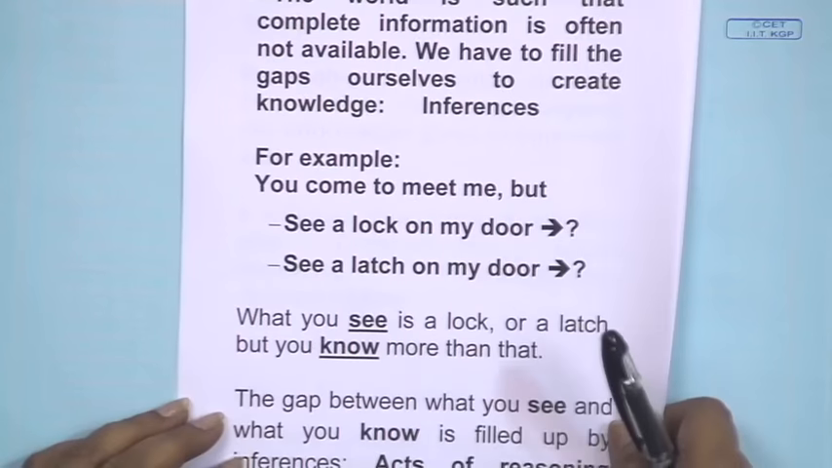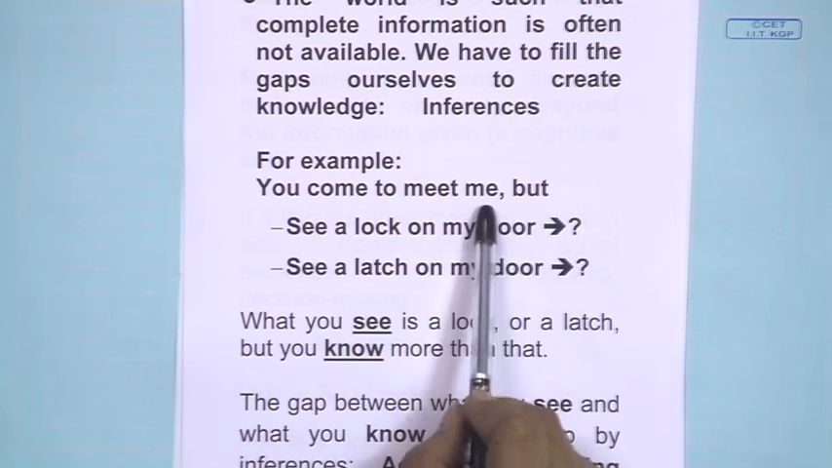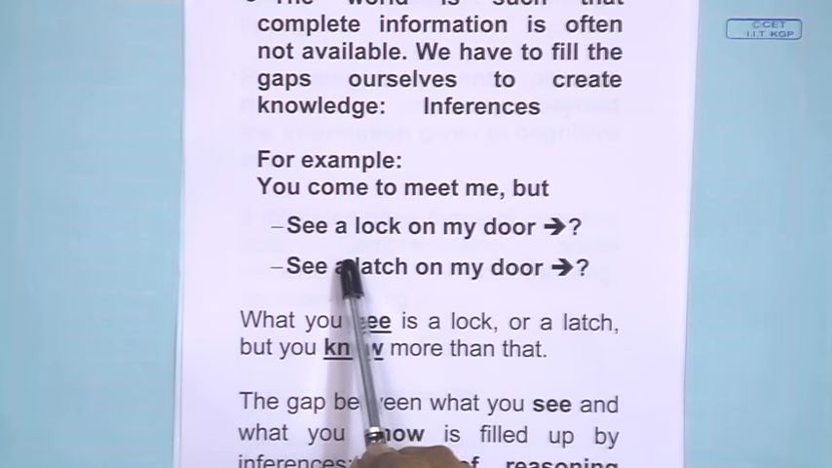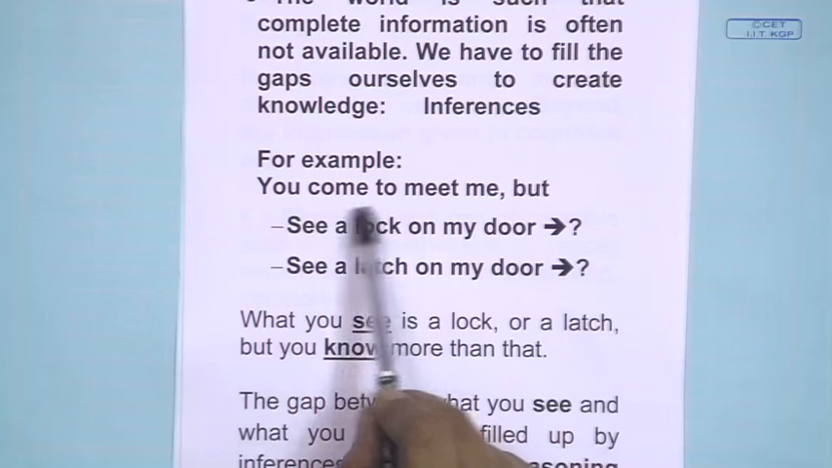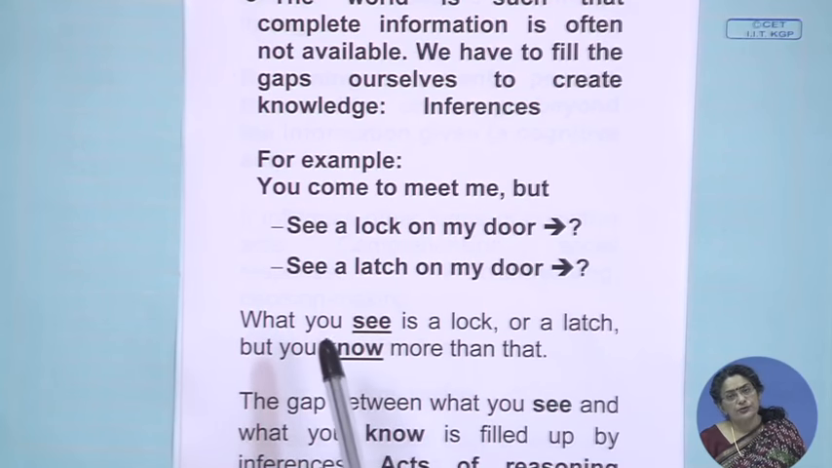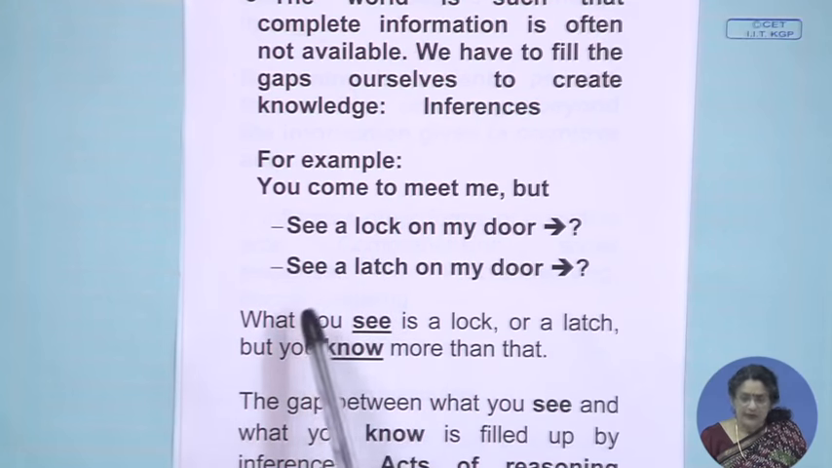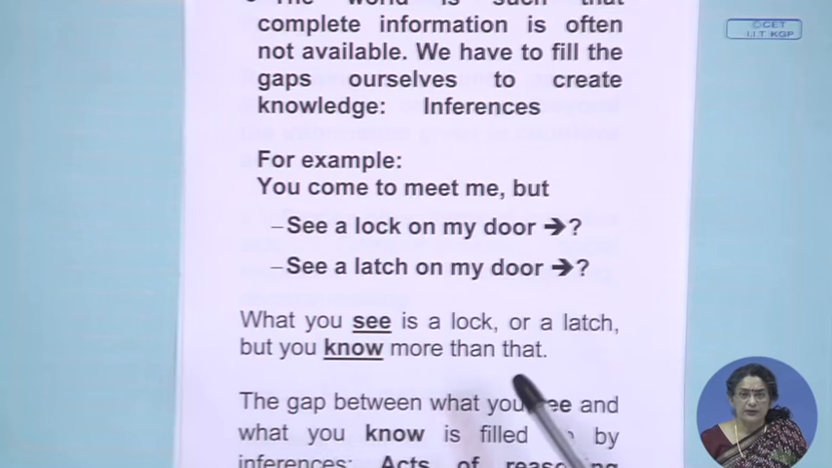Let me give you an example to explain this. Suppose you come to IIT Kharagpur to meet me, and instead of seeing me, you find that there is a lock on my door. What do your eyes see? You see a lock. But if I ask you what you know, your answer is going to be quite different. You will say that I know that you are not in there. Would you wait for me? Probably not. Now, let us change the scenario a little bit.